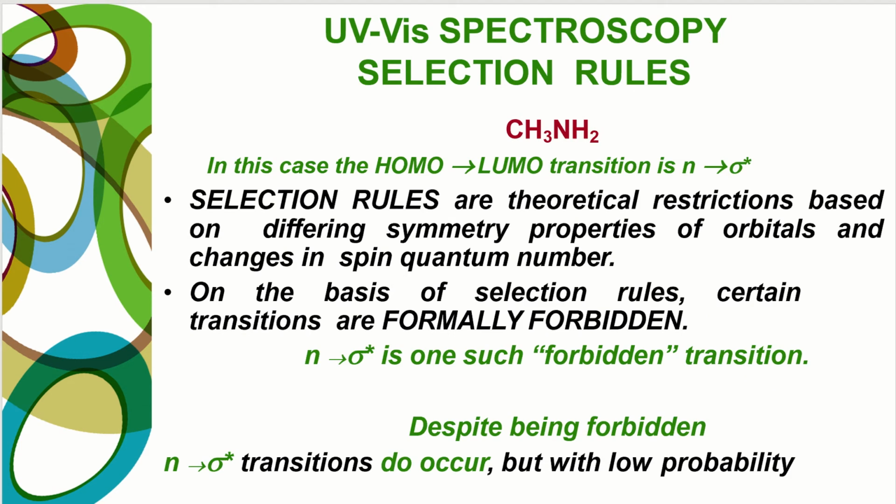All right, so selection rules. They are theoretical restrictions based on the differing symmetry properties of orbitals and changes in spin quantum number. So on the basis of selection rules, certain transitions are formally forbidden. So the n to sigma star is one such forbidden transition. Despite being forbidden, the n to sigma star transitions do occur, but with low probability.